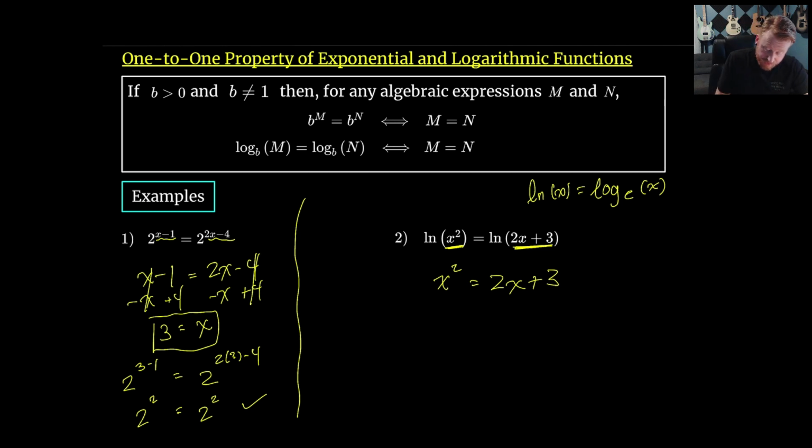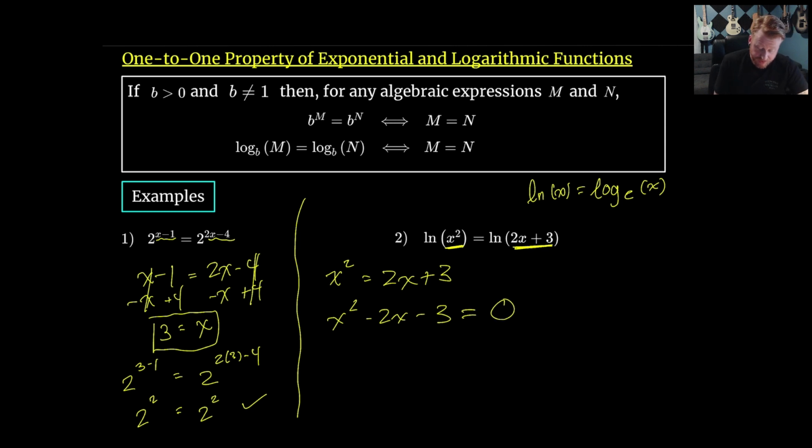If we get everything on one side, maybe let me scoot this over a little bit, because we're going to want to check our answers here as well. If I subtract 2x from both sides, and I subtract 3 from both sides, then I'll get x squared minus 2x minus 3 equals 0. And this should factor.